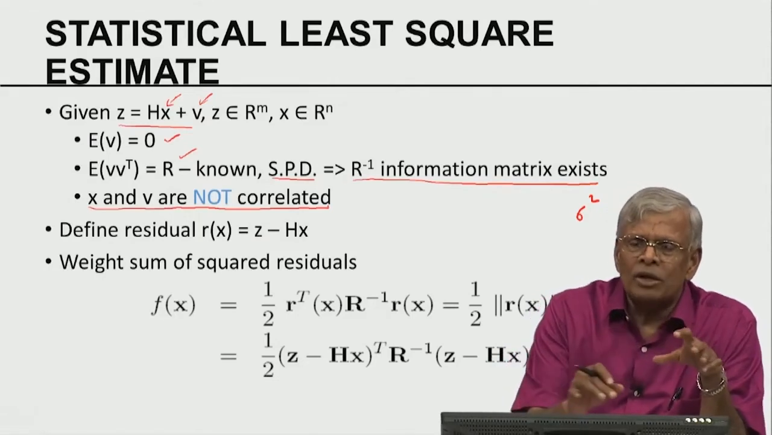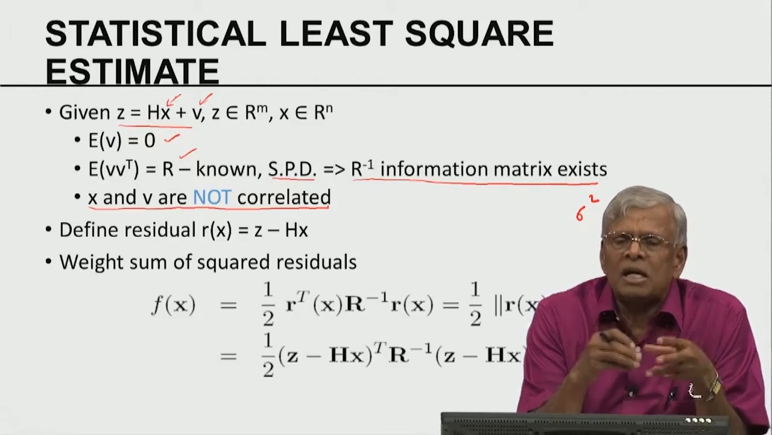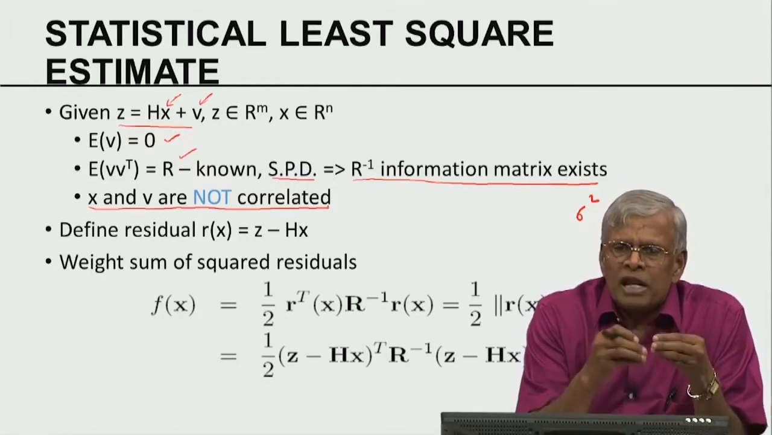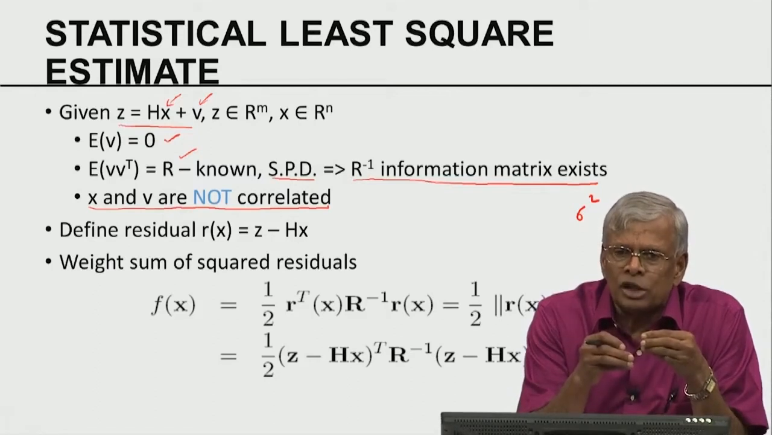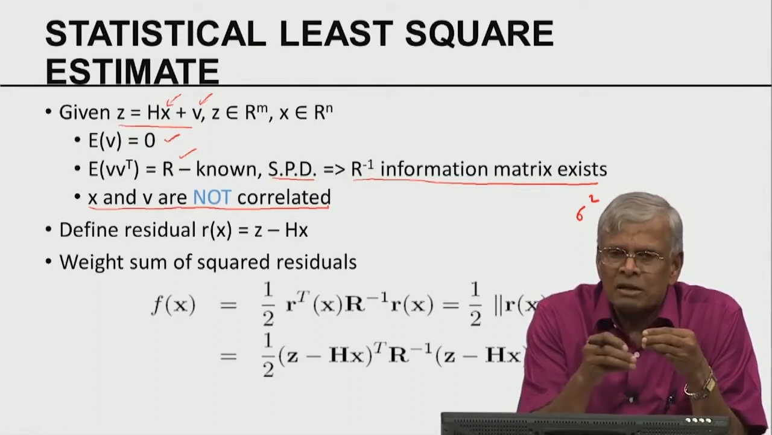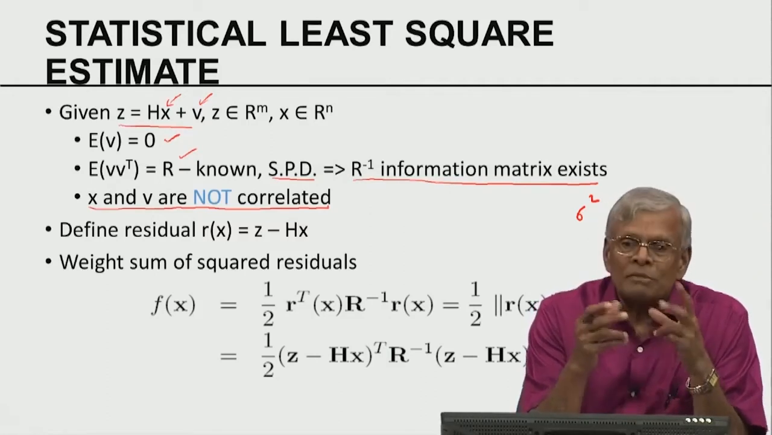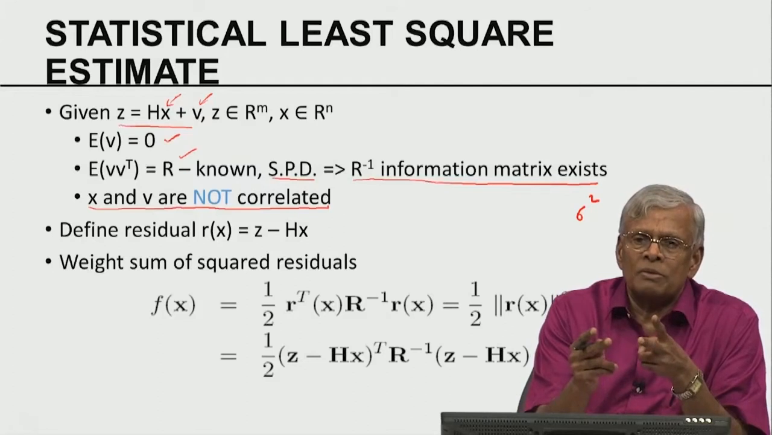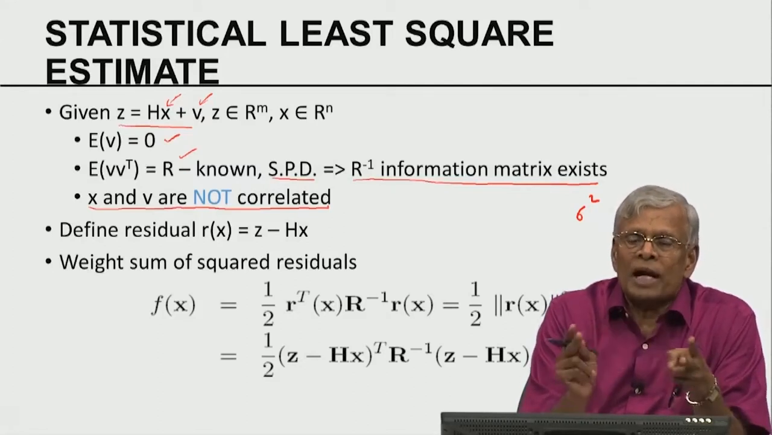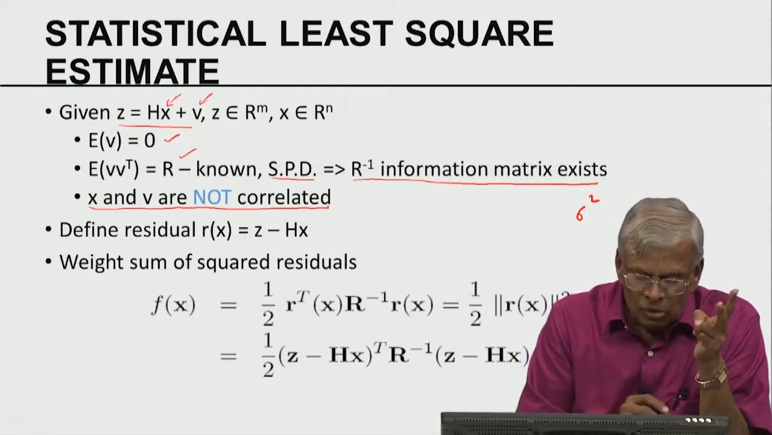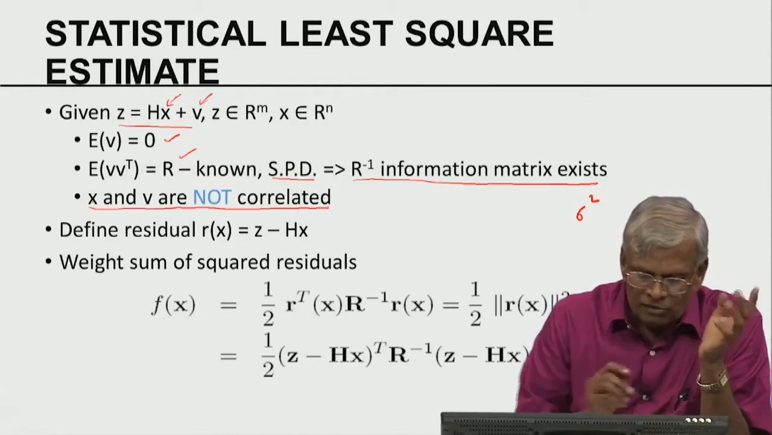So X is unknown. X is endowed with a natural variability. X is a random variable. V is an additional randomness that I am introducing by virtue of measuring, or gaining information about, X. So when you have multiple random variables in statistics, one of the things we have to worry about is the relation between these two random phenomena. The simplest possible assumption is also a very valid assumption: X and V are uncorrelated.